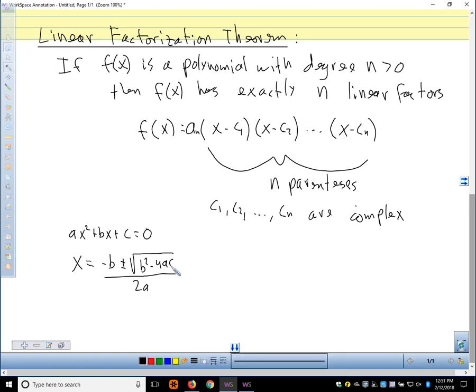And we talked about this when we talked about Descartes' rule of signs. When this square root is negative, we end up with negative b plus i times the square root of something, negative b minus i times the square root of something. Complex roots always occur in conjugate pairs.